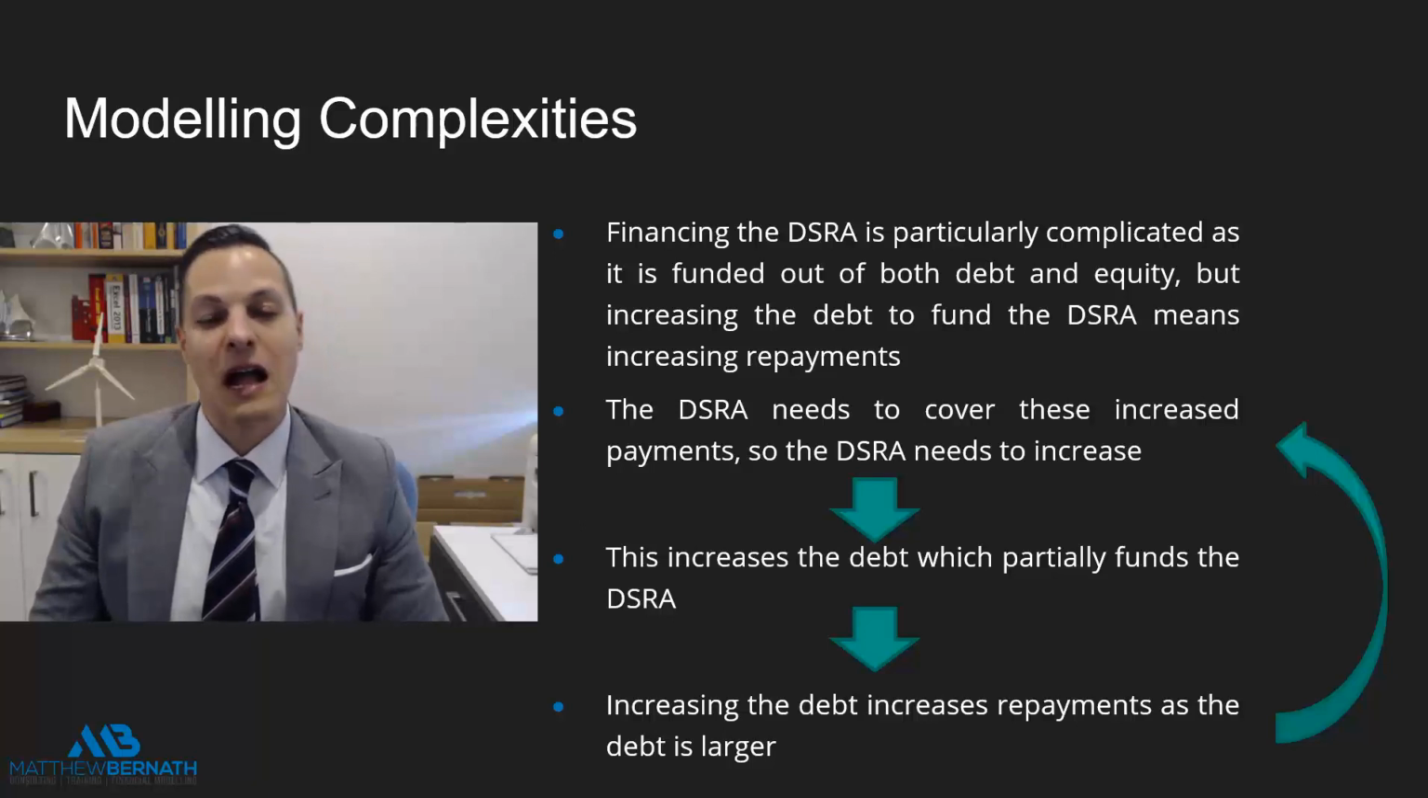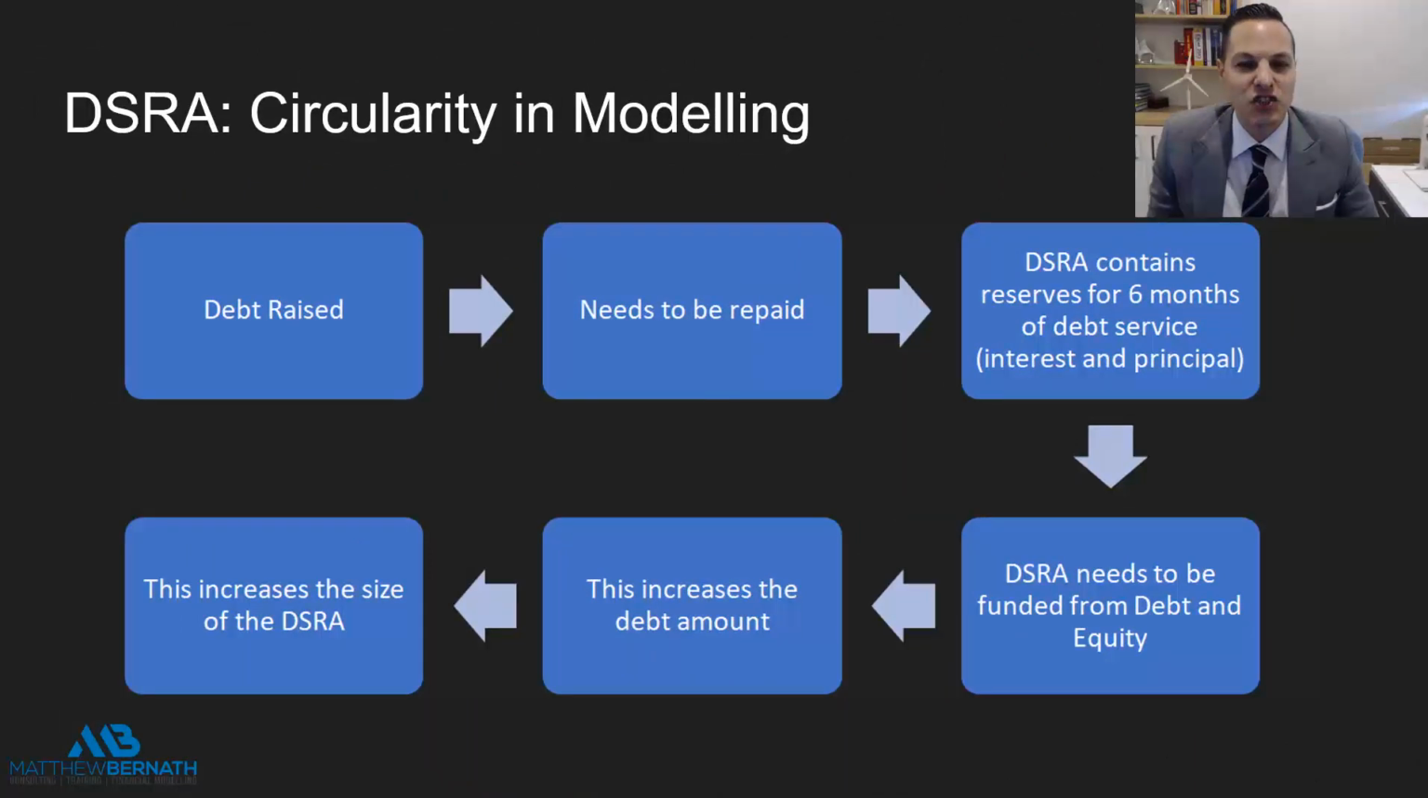Now, how this is resolved in project finance modeling is usually using VBA, or Visual Basic for Applications, the programming language behind Excel. A circular loop is run, and we ensure that the DSRA is fully funded and eventually solves. We can see this illustrated in another manner over here.